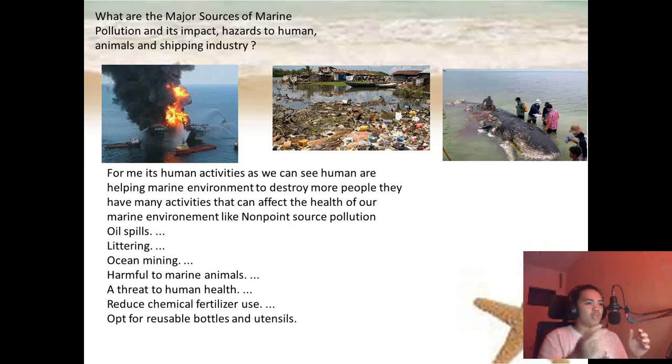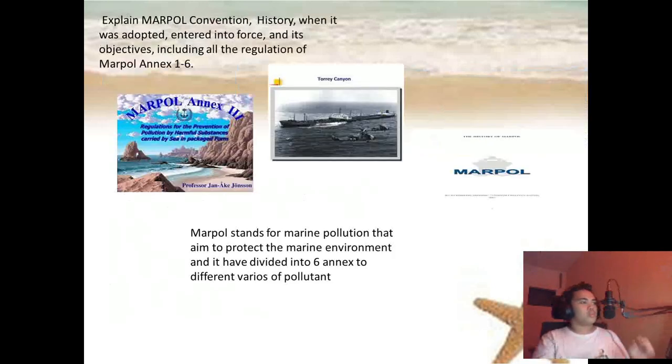Okay. So explain the Marpol Convention history, when it was adopted, entered into force, and its objective, including all the regulations of Marpol Annex 1 to 6. So first of all, what is Marpol? If we hear the word Marpol, it stands for marine pollution. Marpol aims to protect the marine environment, and it is divided into six annexes for various kinds of pollutants. So we are going to discuss the history first.